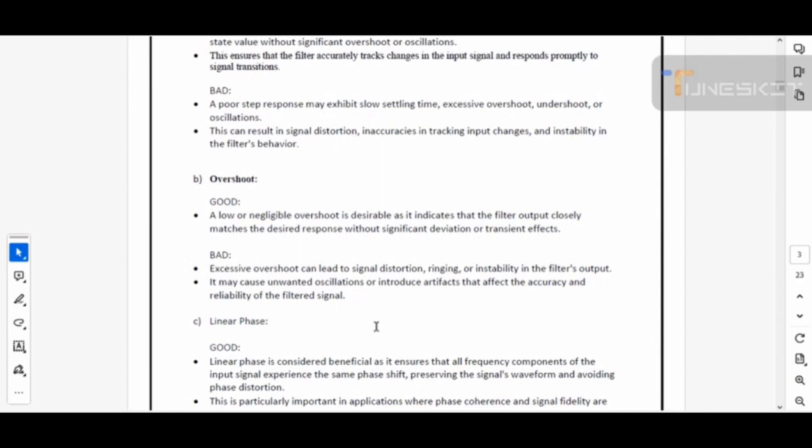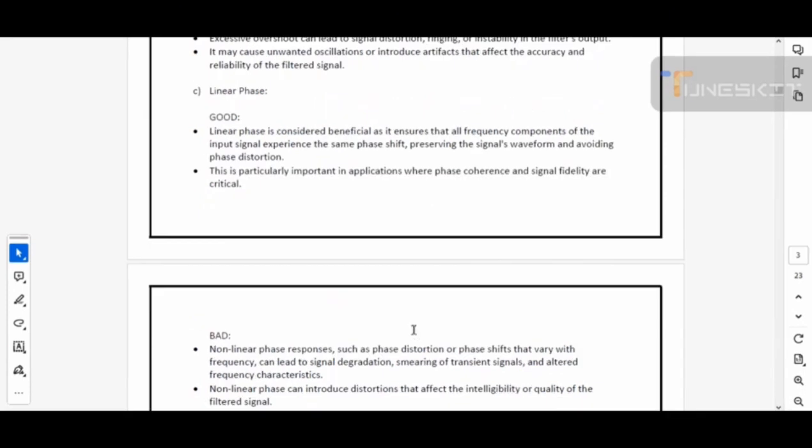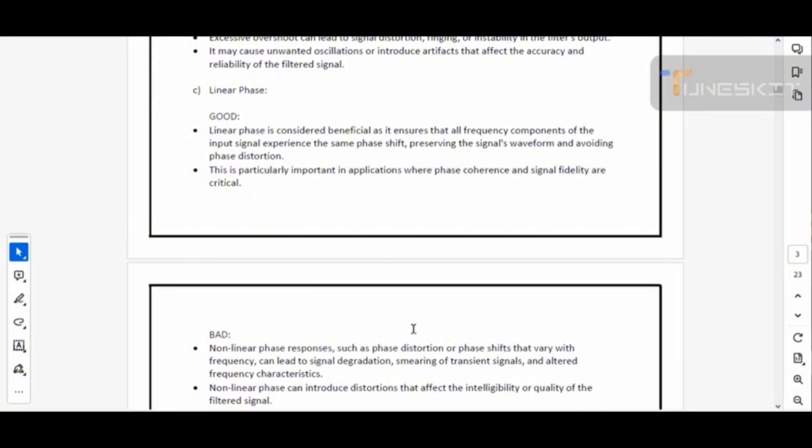Next one is linear phase. We are going to discuss its good and bad impact also. So the first one, a linear phase is considered beneficial as it ensures that all the frequency components of the input signal experience the same phase shift, and they preserve the signal waveform and avoid phase distortion. This is particularly important in applications where phase coherence and signal fidelity are critical.